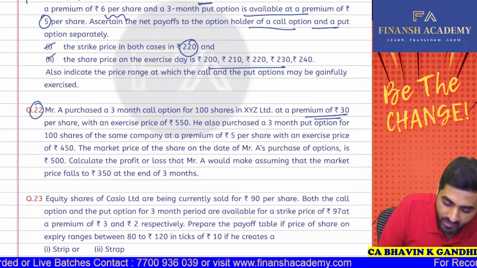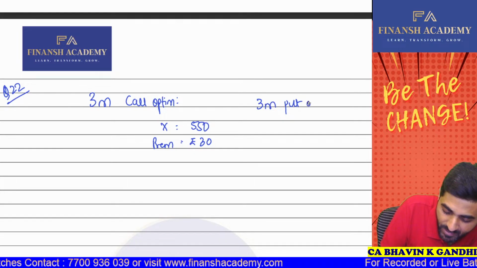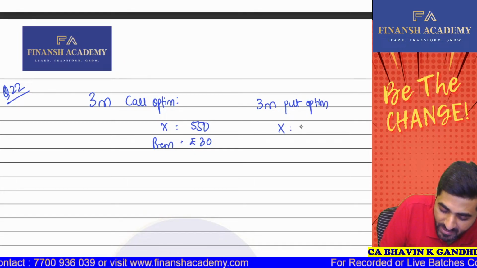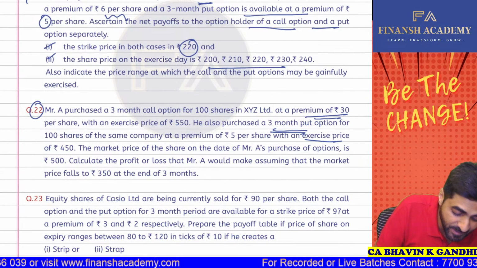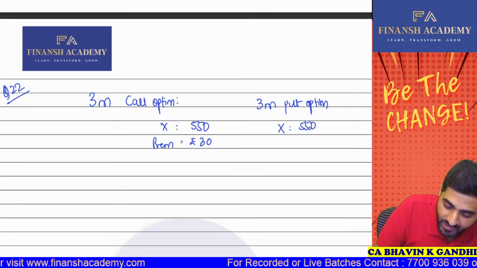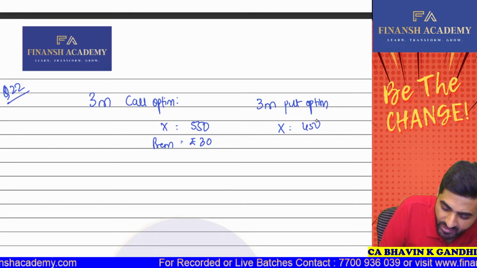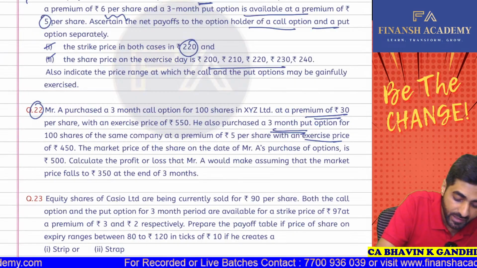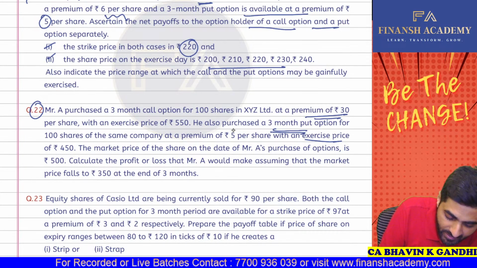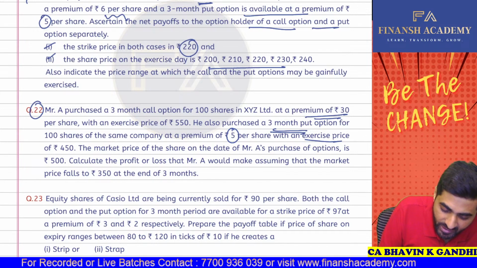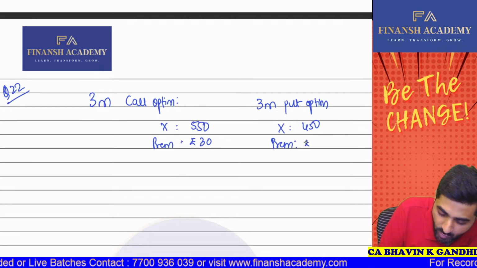Now let us continue further. You will see that he also purchased a 3-month put option. So there is a 3-month put option also which is being purchased. And here the exercise price is 450. So here the strike price is 450. And here, my dear students, you all can just check the premium which is being paid is nothing but 5 rupees per share, right? 3-month put option for a premium of 5 rupees, and the exercise price is 450. So here the premium paid is rupees 5.